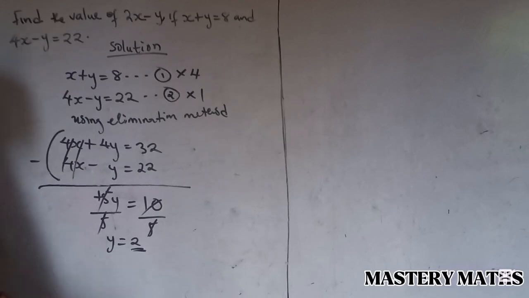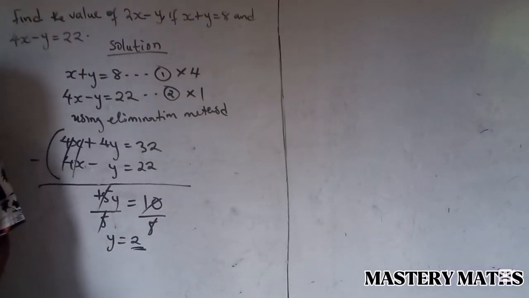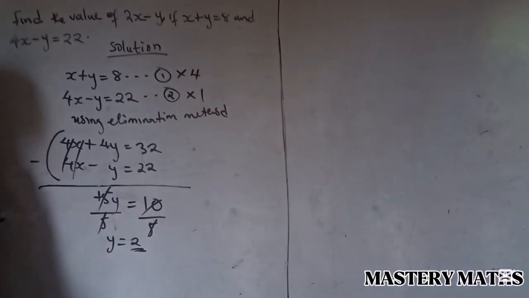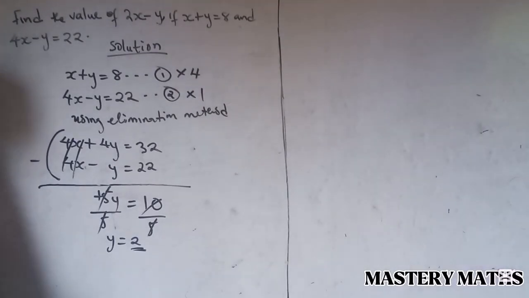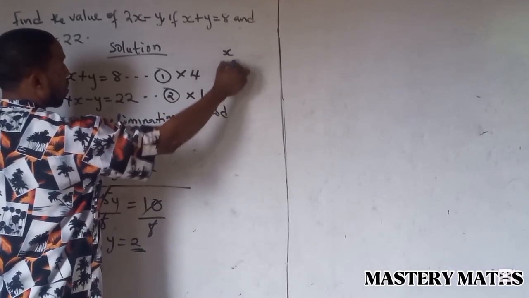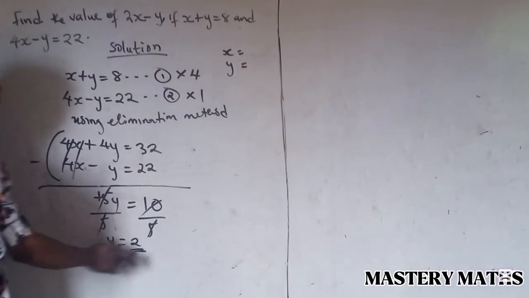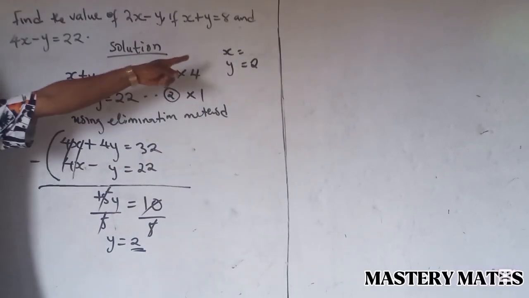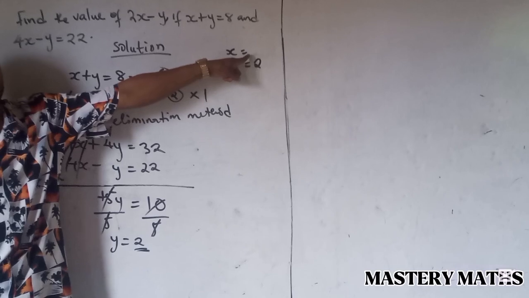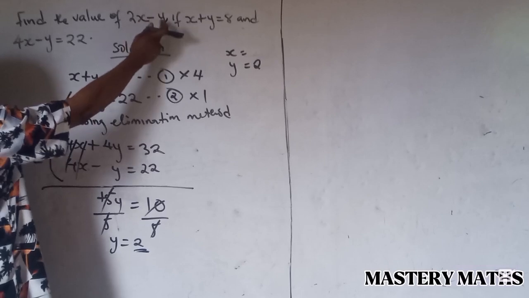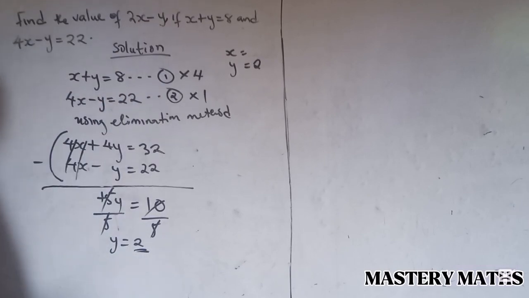We've gotten the y. Remember, when you're solving for simultaneous linear equations, you are solving for two things. You're solving for our x and the y, depending on what variable is given to you. On the board, we have x and y variables. So we've gotten the y, which is 2. Now, we need to solve for our x. After arriving at the value of x, we can substitute them here, 2x minus y, to get the final answer.